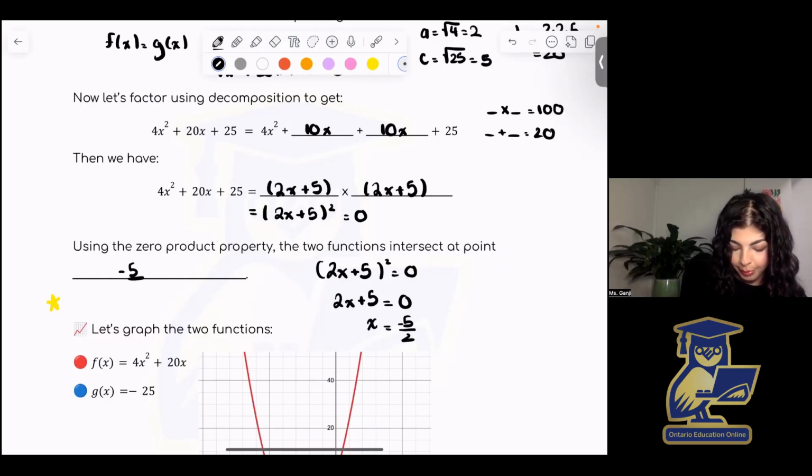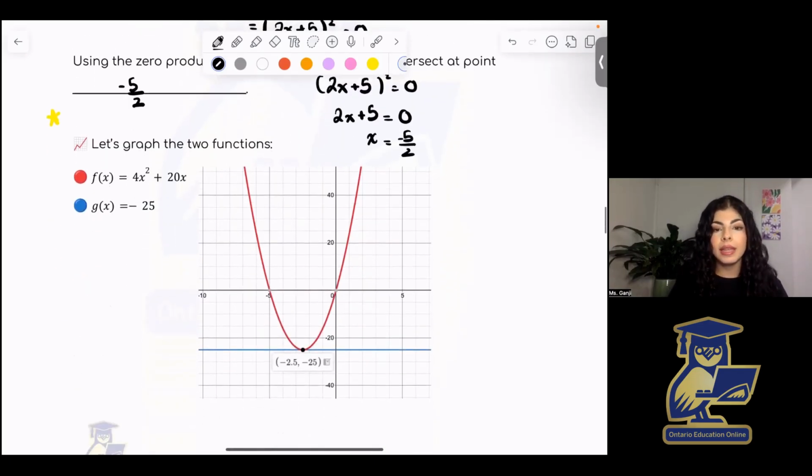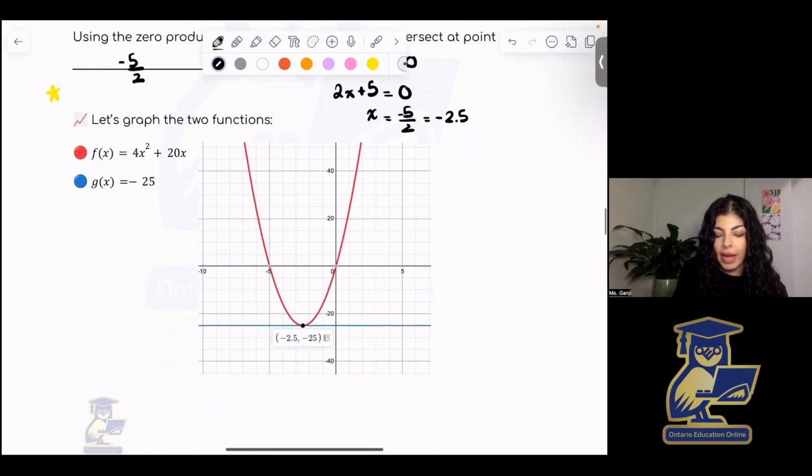Now let's look at the graph of these two. And that's exactly what we see. So negative 5 over 2 is the same as negative 2.5. And we see that when our f of x function, 4x squared plus 20x, is graphed with that red parabola, as well as our straight horizontal line g of x equal to negative 25, they do end up intersecting at that point, negative 2.5.